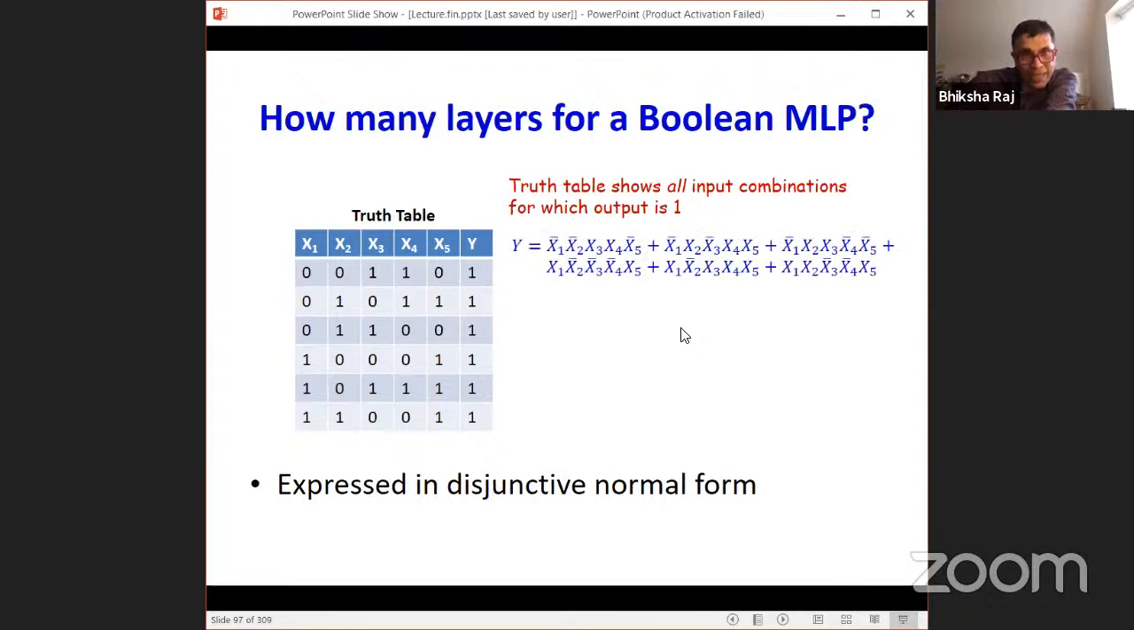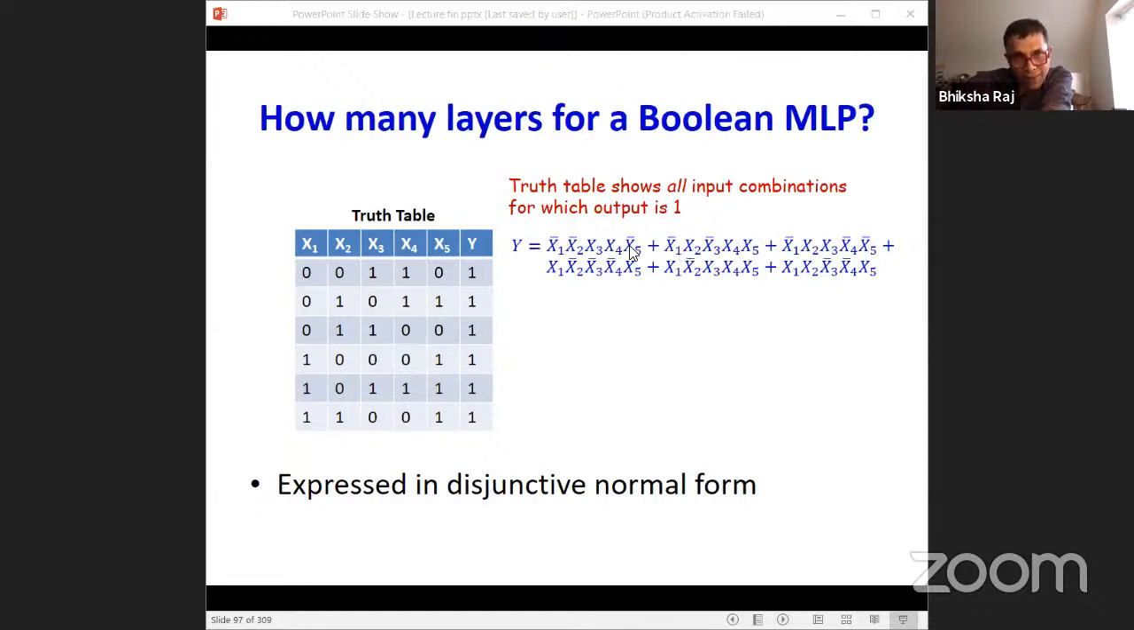And now I can write a disjunctive normal form formula for this truth table. Being fired means the output is one, right? Otherwise, if it's not firing, the output is zero. We're speaking of Boolean outputs at this point. So now consider this. I want to say that the output must be one when I have this combination of inputs, which is basically not X1, not X2, X3, X4, not X5. So that combination should produce a one. Similarly, not X1, X2, not X3, X4, X5 should produce a one.